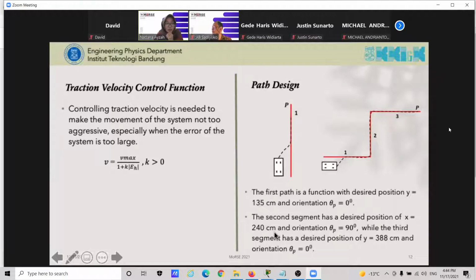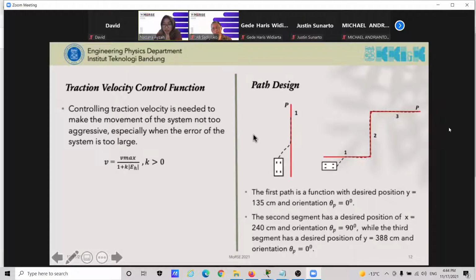Next, we also derive the traction velocity control function. Controlling the traction velocity is needed to make the movement of the system not too aggressive, especially when the error of the system is too large. So this is the traction velocity control function. After deriving all the algorithms, we will conduct the simulation and real-time implementation.